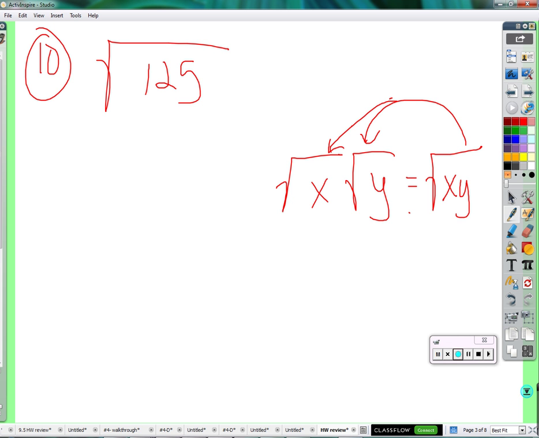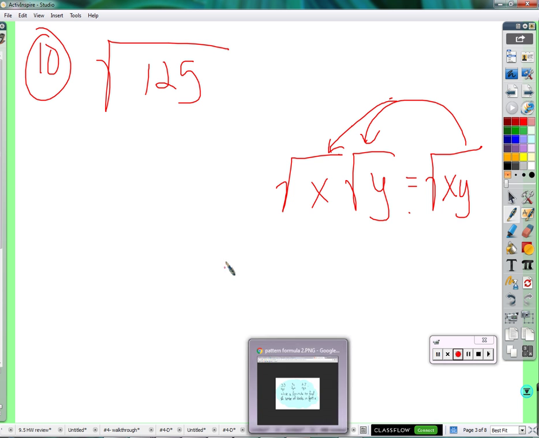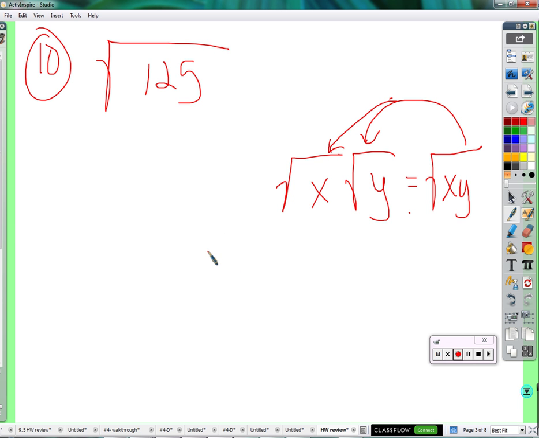25 times 5. There's not really any other way to factor it. I mean, we could factor it as 5 times 5 times 5, but we don't want to do that. But when you hear 5 times 25, what's special about 25? Its square root is 5. We're dealing in square roots, so we want to recognize 25 as having a square root of 5. So we write it as the square root of 25 times the square root of 5.